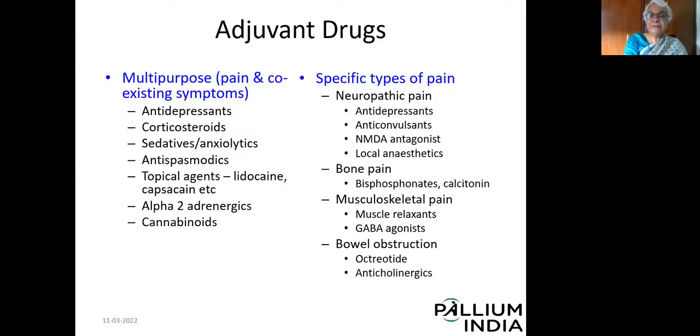Now, adjuvant drugs can be broadly divided into multi-purpose drugs and specific drugs. The specific adjuvants are those given for specific types of pain like neuropathic pain or bone pain or musculoskeletal pain or pain due to bowel obstruction. And they are very specific for that particular problem. But multi-purpose drugs like antidepressants, corticosteroids, sedatives, antispasmodics can be given for a wide variety of pains.